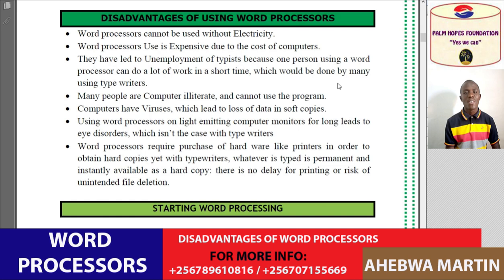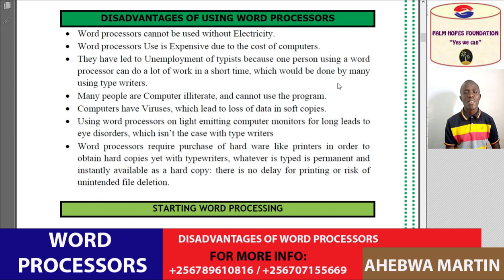Another point, using word processors on light-emitting computer monitors for long leads to eye disorders, which is not the case with typewriters. Eye disorders are due to too much exposure to the light from a computer's screen or monitor, which affects the eye. So what do they mean? We always use these computers, but know that they have problems. They cause problems to our eyes. But this problem is not on people who use typewriters.